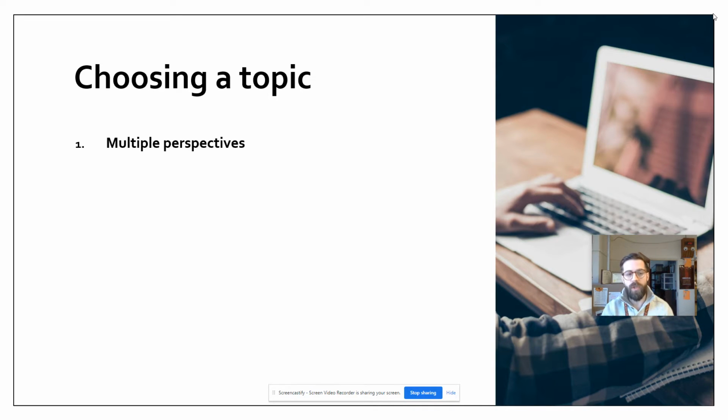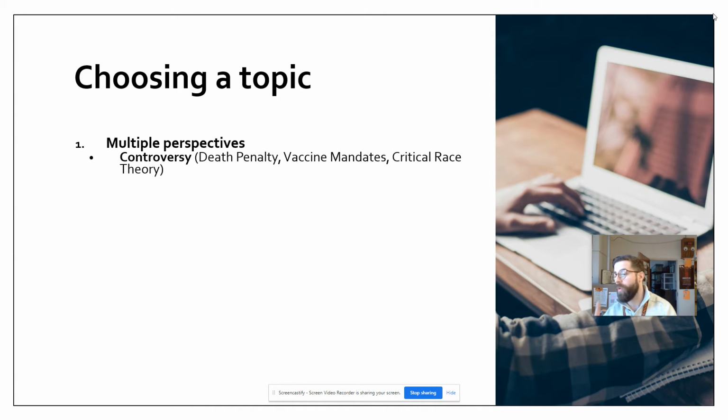And there's really two ways you could go about this. The easiest way is to pick a controversial topic like the death penalty, or should vaccines be mandated, or should we teach critical race theory in high schools? Those are kind of binary issues. Either you agree with it or you don't. There's clear two perspectives to approach this topic on. That one would work.